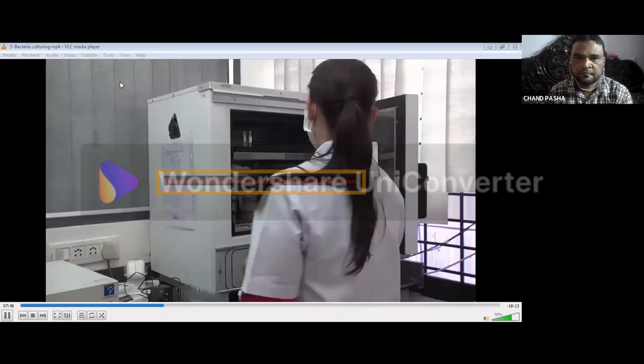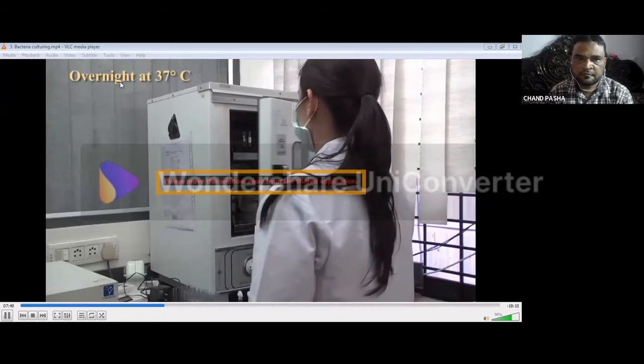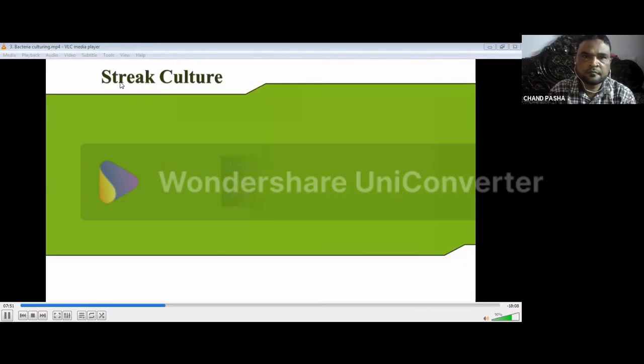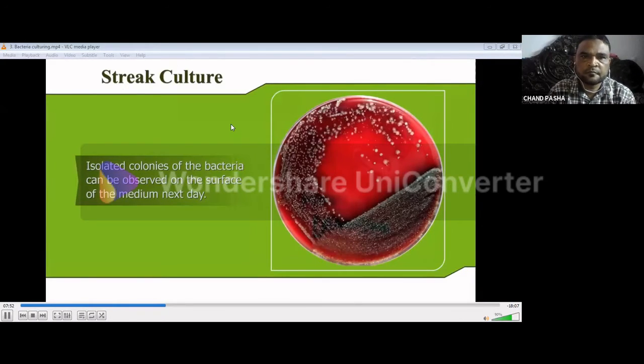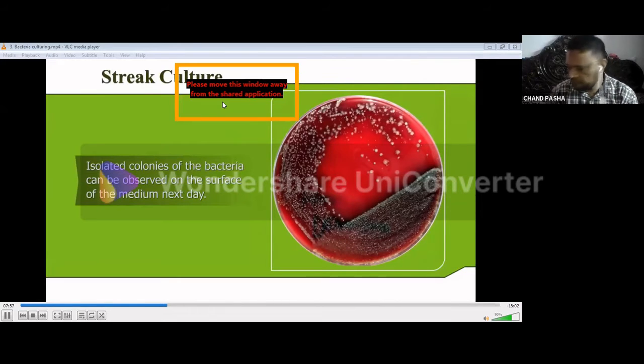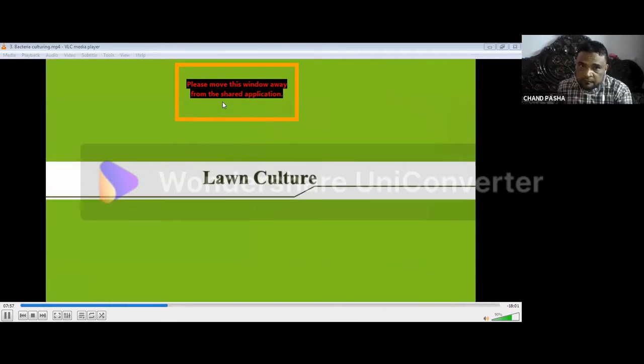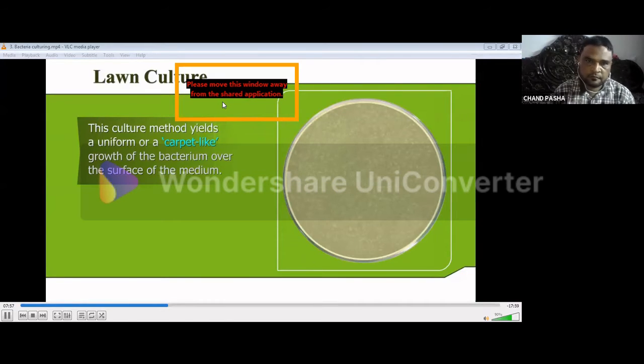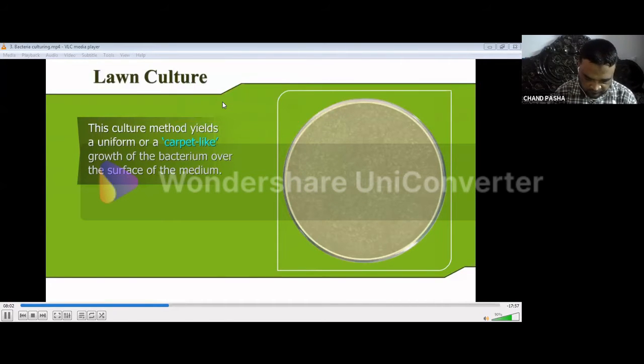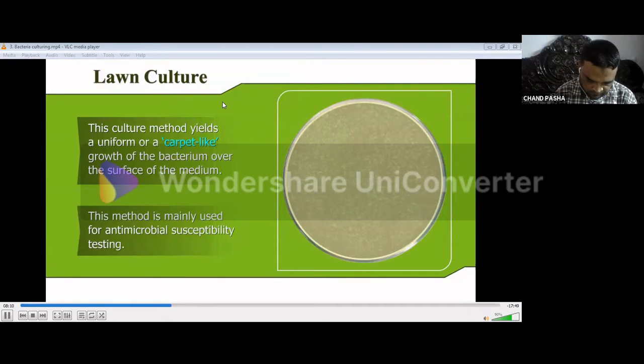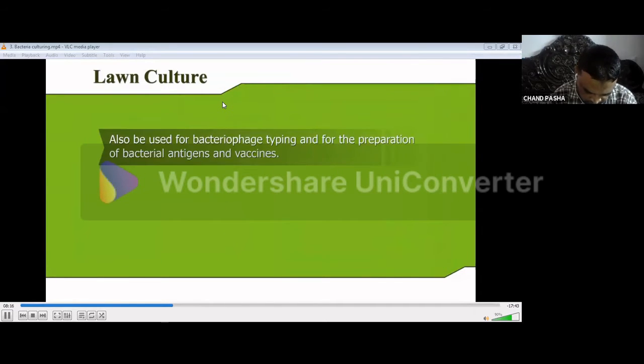Close the lid of the plate and incubate it overnight at 37 degrees centigrade. Isolated colonies of bacteria can be observed on the surface of the medium next day. Lawn culture. This culture medium yields a uniform or a carpet-like growth of the bacterium over the surface of the medium. This method is mainly used for antimicrobial susceptibility testing. It may also be used for bacteriophage typing and for the preparation of bacterial antigens and vaccines.